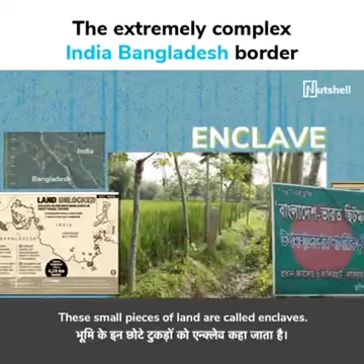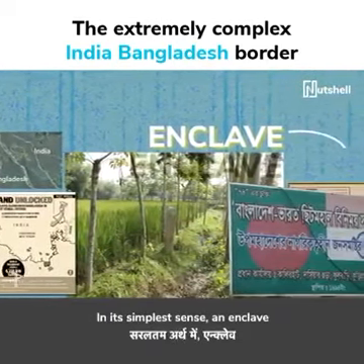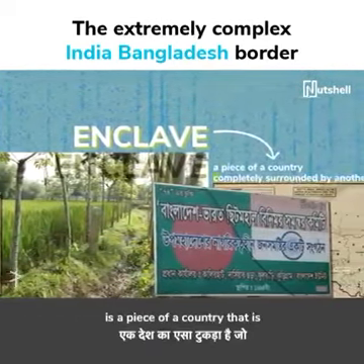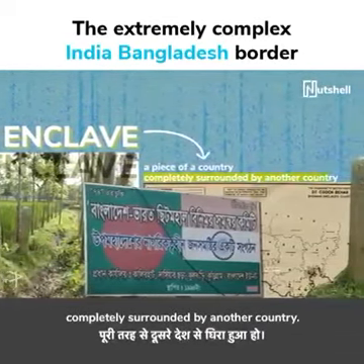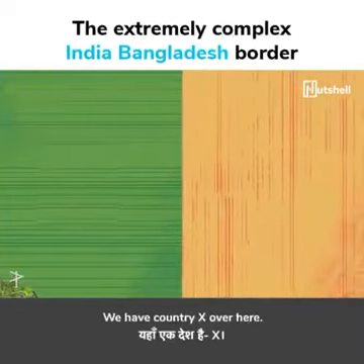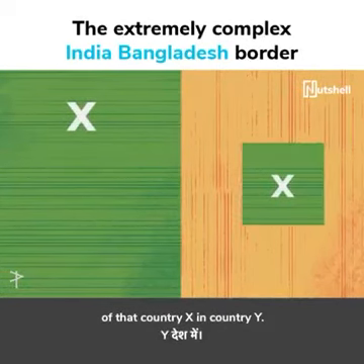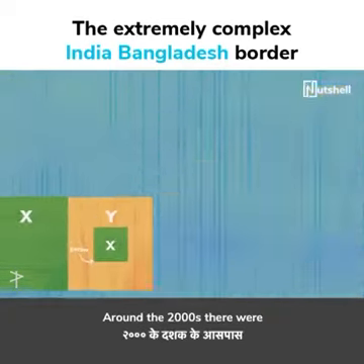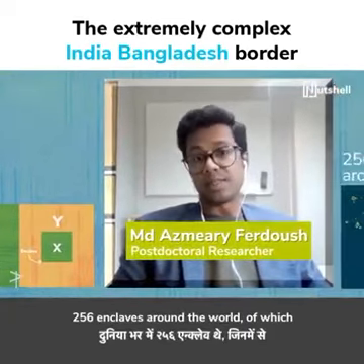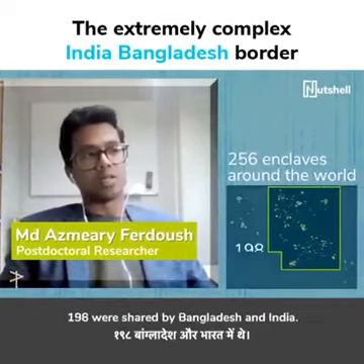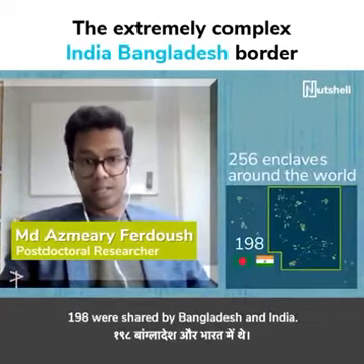These small pieces of land are called enclaves. In its simplest sense, an enclave is a piece of a country that is completely surrounded by another country. Let's use an example to understand this. We have country X over here, and then there is another part of that country X in country Y. This here is an enclave. Around 2000, there were 256 enclaves around the world, of which 198 were shared by Bangladesh and India.